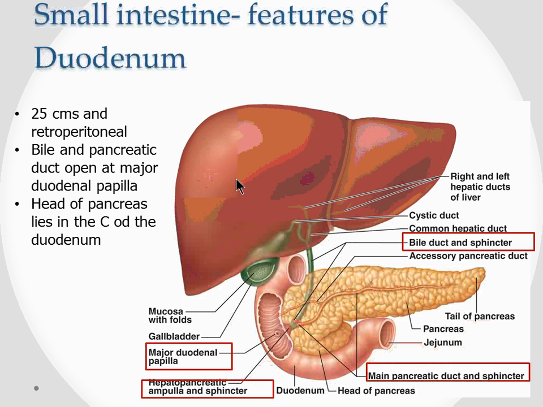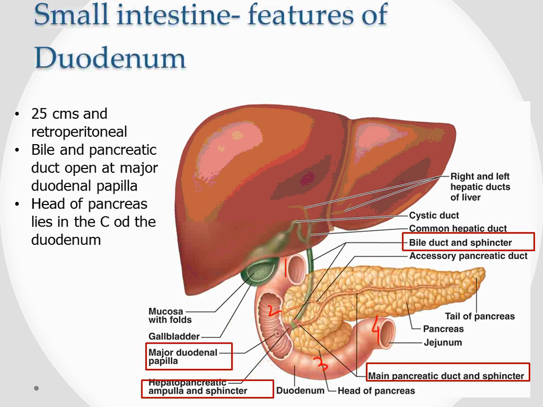So let's see some features of the duodenum. It's retroperitoneal. As you can see, it's made up of 4 parts, as I told you. It has 1, 2, 3, and this is the 4th part. It has the openings of the rest of the accessory organs of digestion. Remember, they were the salivary glands, and then we had the pancreas and the gallbladder and the liver.